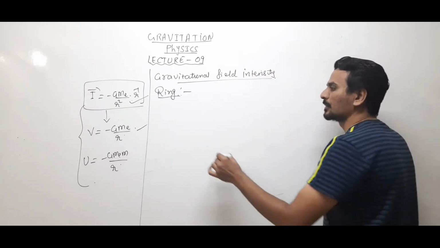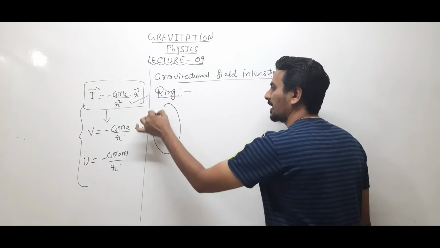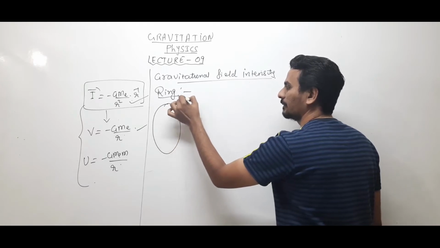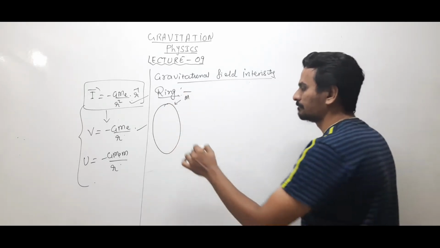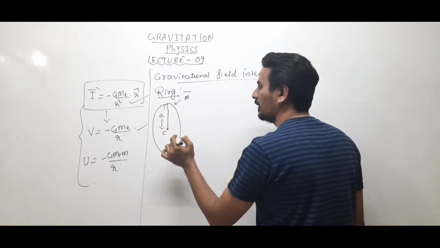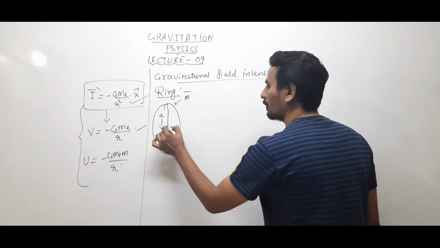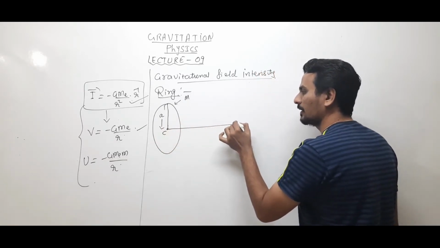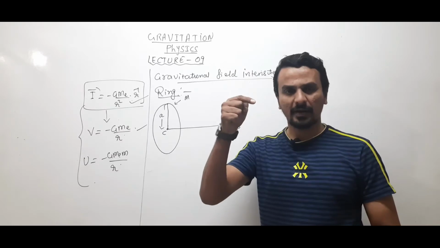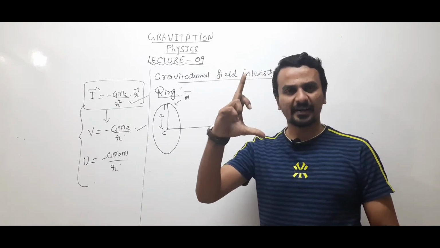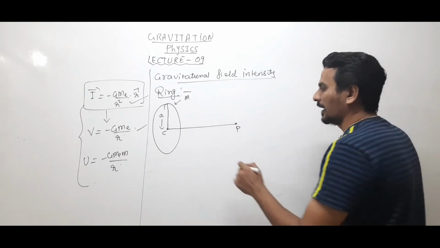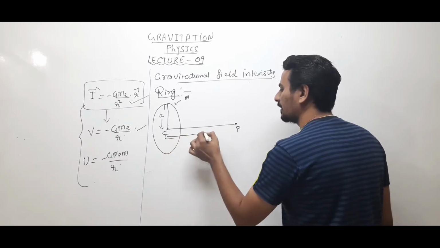Now there is a ring of mass m. Let a be the radius of the ring. This is the center. We need to calculate the gravitational field intensity at any point P along the axis. So this is the ring, m is the mass of the ring, a is the radius of the ring. We have to find the gravitational field intensity at point P. Let this distance be x.